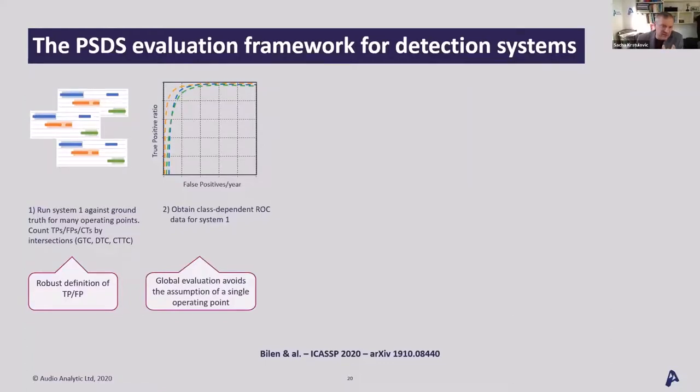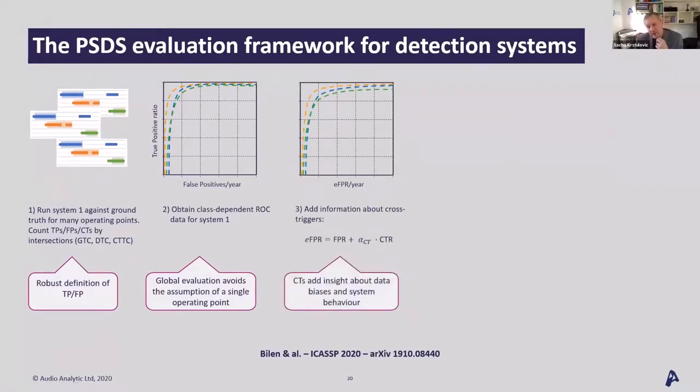So imagine this is a three-class system: I don't know, baby cry, dog bark, and smoke alarm, say. Each of the classes is going to have its own ROC curve, which shows us the trade-off across all the possible regimes of operation for each of these three classes.